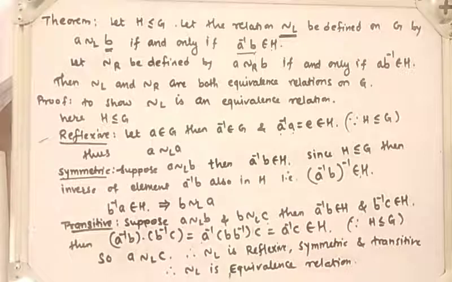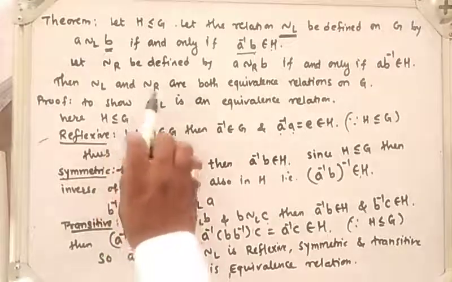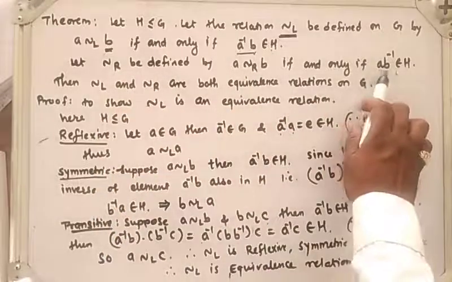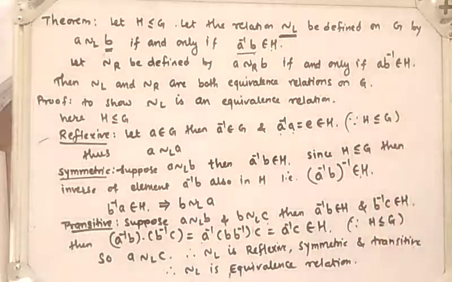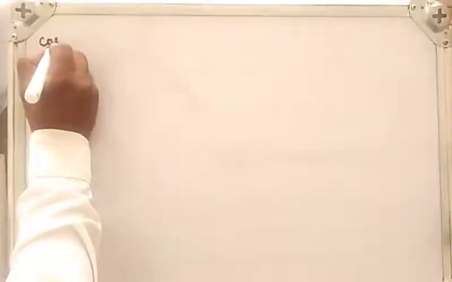Hence the proof. Now in a similar manner you can show that tilde R, defined by A B inverse belongs to H, is an equivalence relation. Now let's see the definition of cosets.